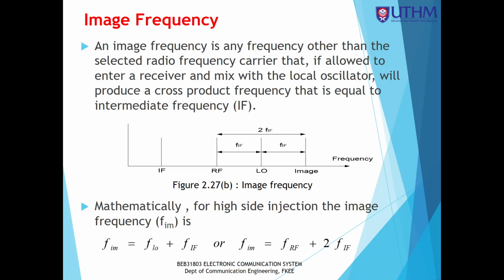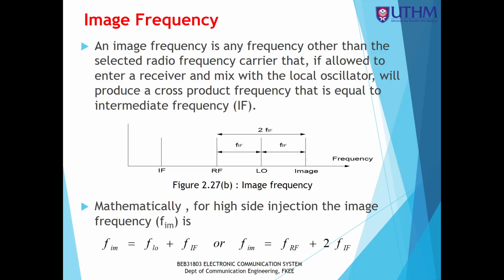Image frequency. This is also a favorite question in the final exam. Ini antara soalan favorite. So image frequency is any frequency other than the selected radio frequency carrier that, if allowed to enter into the receiver, will mix with the local oscillator and will produce a cross product frequency that is equal to the intermediate frequency, IF.